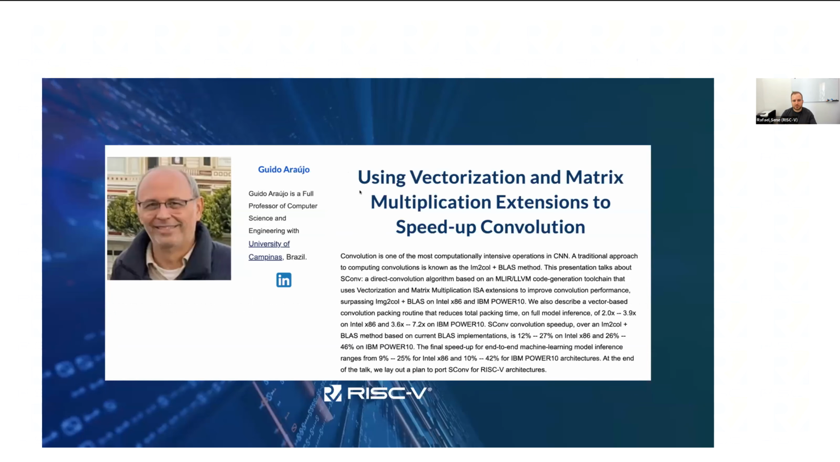Today's presentation is about using vectorization and matrix multiplication extensions to speed up convolution. It is going to be presented by Professor Guido, who is a full professor of computer science and engineering at the University of Campinas here in Brazil. So Professor Guido, it's all yours.